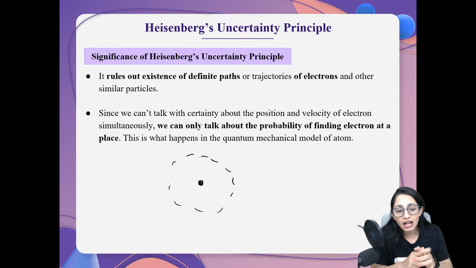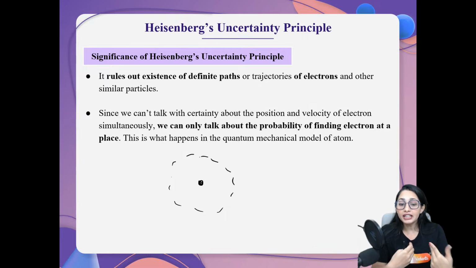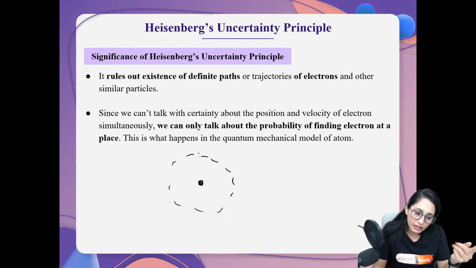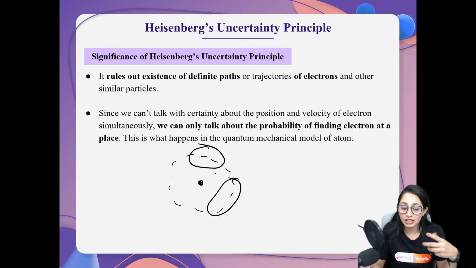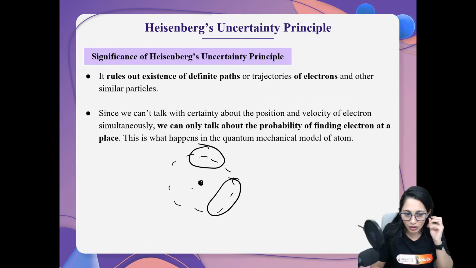Since we can't talk with certainty about the position and velocity of electrons simultaneously, we can only talk about the probability of finding an electron. So what do you mean by probability of finding an electron? The electron might be somewhere here or somewhere here. That is a probability. We don't know for sure where the electron is exactly located. This is what happens in the quantum mechanical model of an atom.